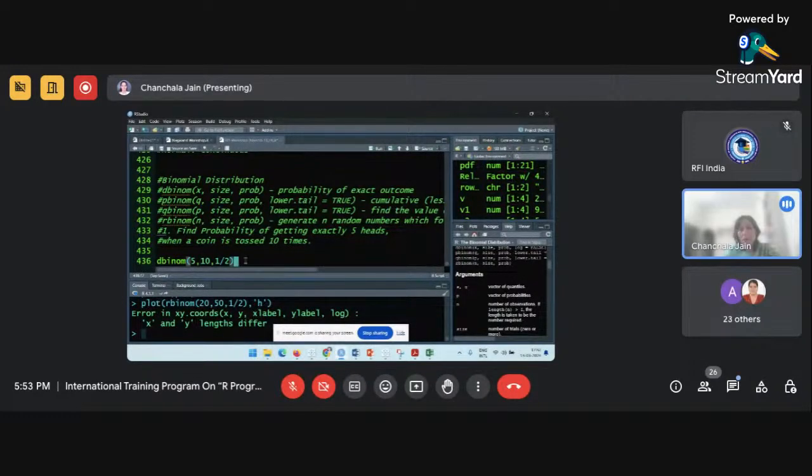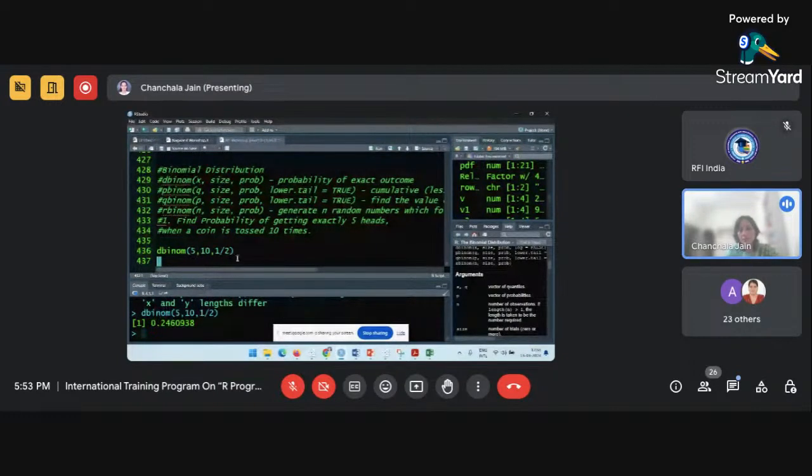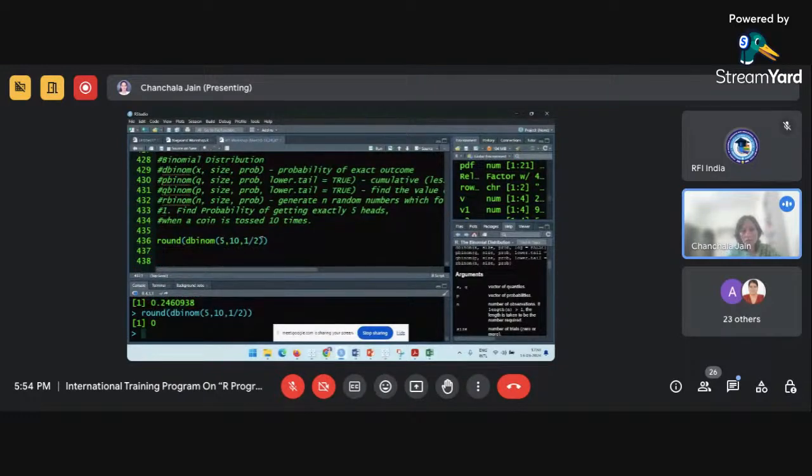Now I think this is sufficient for us. You can press Control Enter to execute this, and this will give me the probability value as 0.24. Or if you want to round this off, you can use the round function. It is returning me 0.25, right? Up to you, the way you want the output.